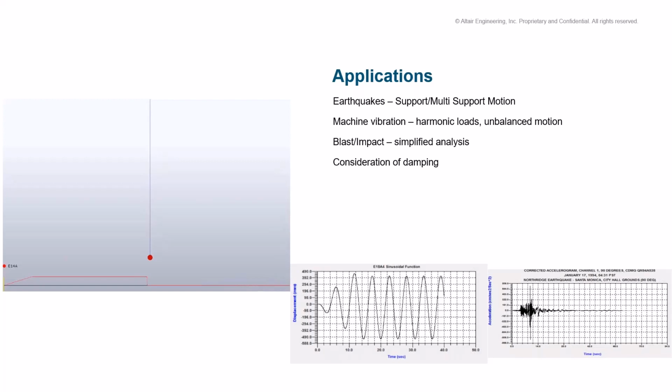We have machine vibration, where you have a harmonic load that might be described with a sine curve or some other type of polynomial function, perhaps unbalanced motor motion. We also have blast or impact analysis, where we're simplifying the impact loads to a curve that can be described in SView. Obviously, Altair does have other tools like Radioss to run explicit nonlinear analysis as well, if that's something that you're interested in.